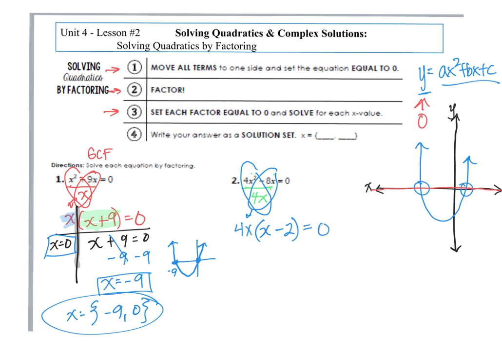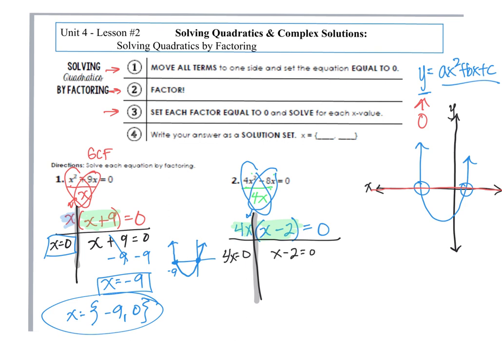And this is all still set equal to 0. Again, I have these two separate factors. 4x is a factor and x minus 2 is a factor. So I t-bar in between them. I draw that t-bar in between, and then each of these factors gets set equal to 0. So 4x is equal to 0, x minus 2 equals 0. And we solve for x.